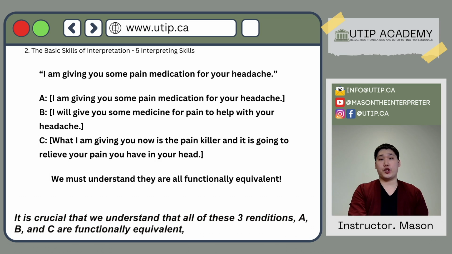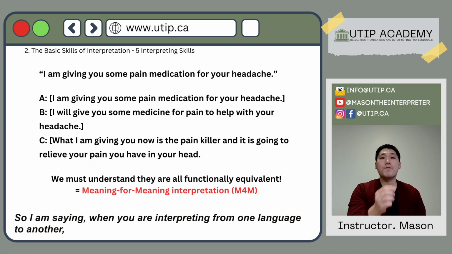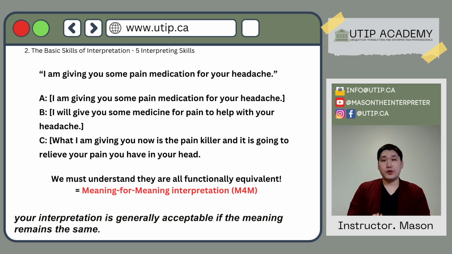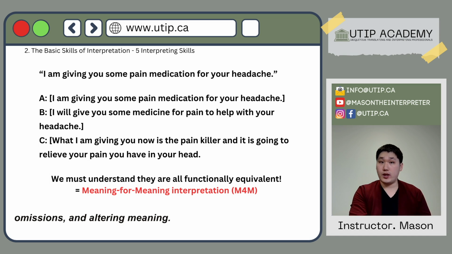It is crucial that we understand that all of these three renditions, A, B, C, are functionally equivalent, meaning they carry exactly the same meaning. So I am saying, when you are interpreting from one language to another, your interpretation is generally acceptable if the meaning remains the same. And as I explained earlier, to keep the meaning intact, we have to make sure that we don't have any additions, omissions, and altering meaning.